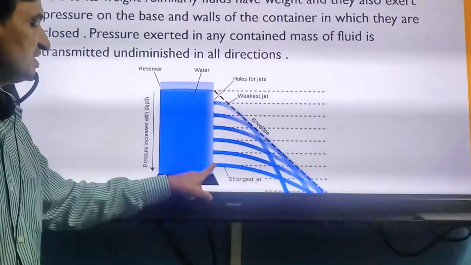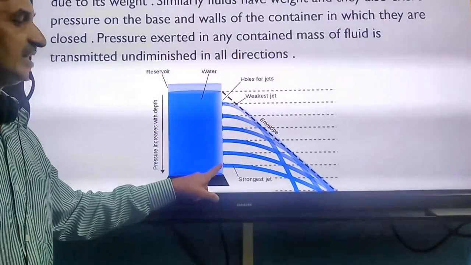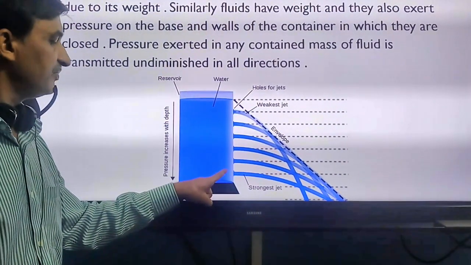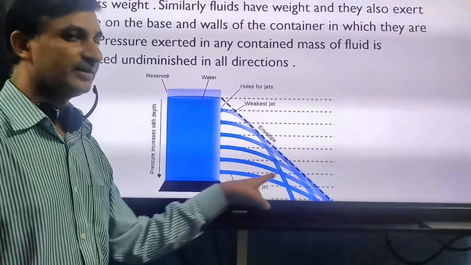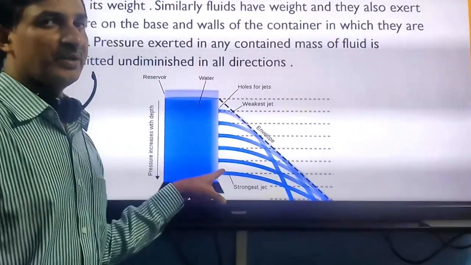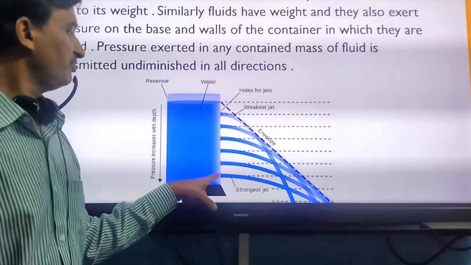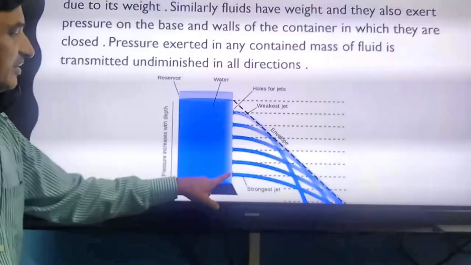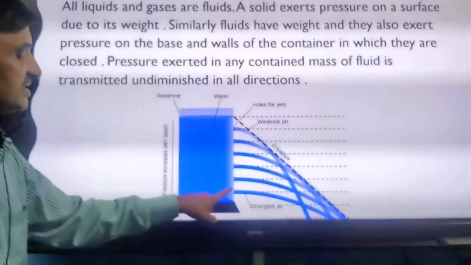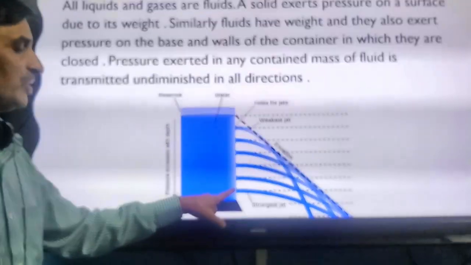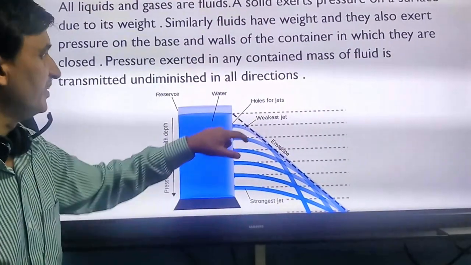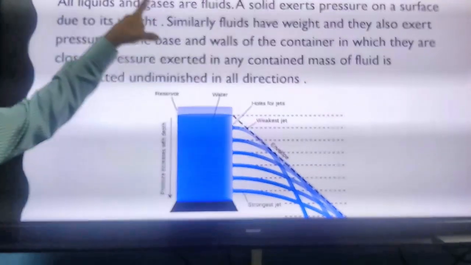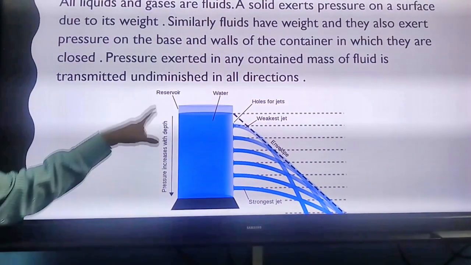So the jet which is coming from the bottom of this vessel is the strongest jet, meaning the speed of the liquid coming out from the hole is very, very large. With maximum velocity it is coming out, because the liquid producing pressure on this surface is maximum. So this is the weakest jet, this is the strongest jet. The pressure is increasing in this direction.